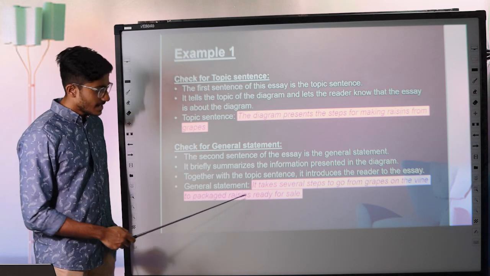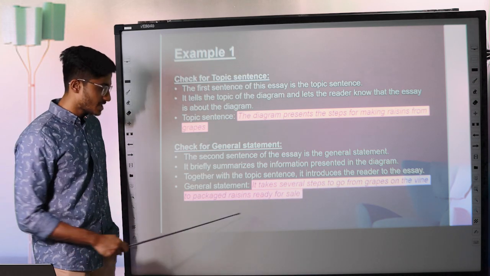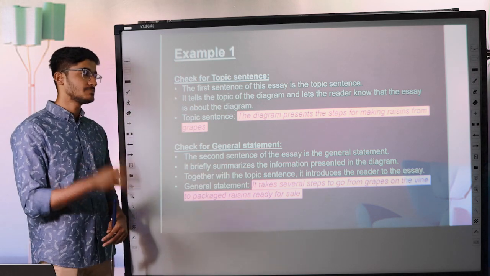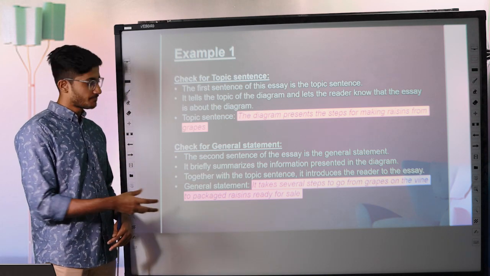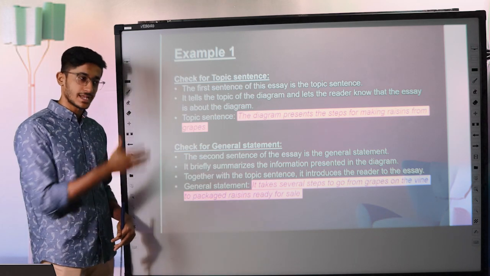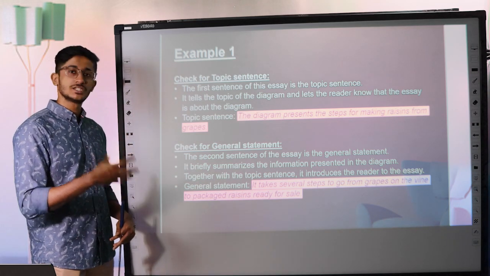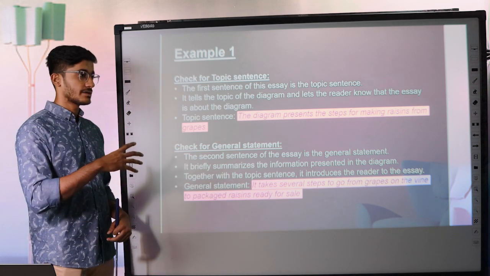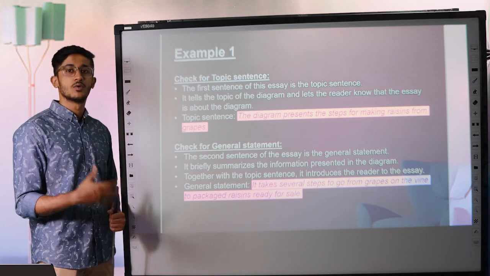It states that it takes several steps to go from grapes on the vine to packaged raisins ready for sale. The topic sentence tells us that this process diagram is going to show the steps of making raisins from grapes. And the general statement tells us that the grapes are taken from the vines and then go through many steps till they are packaged and ready for sale. So these two sentences alone have given the reader a whole image of what the process diagram is about and what the essay is going to talk about.